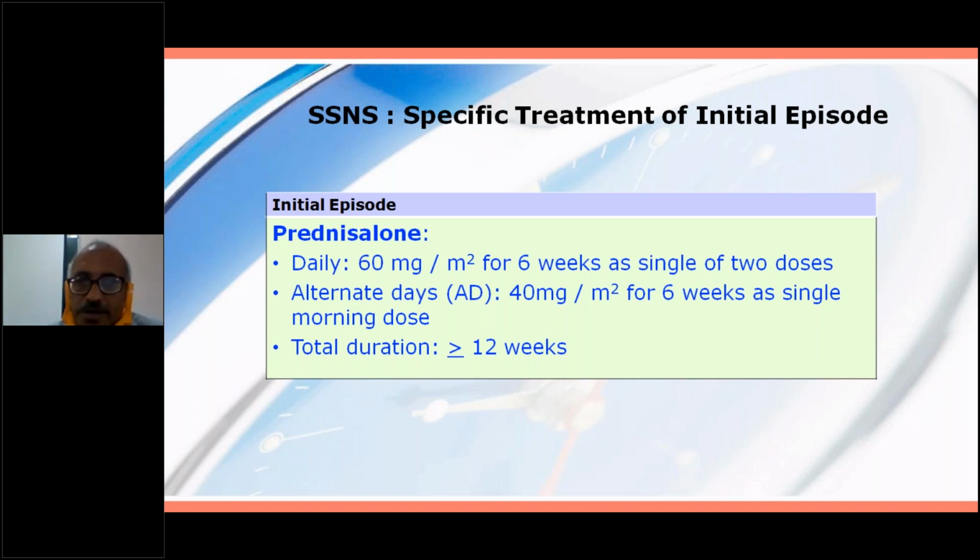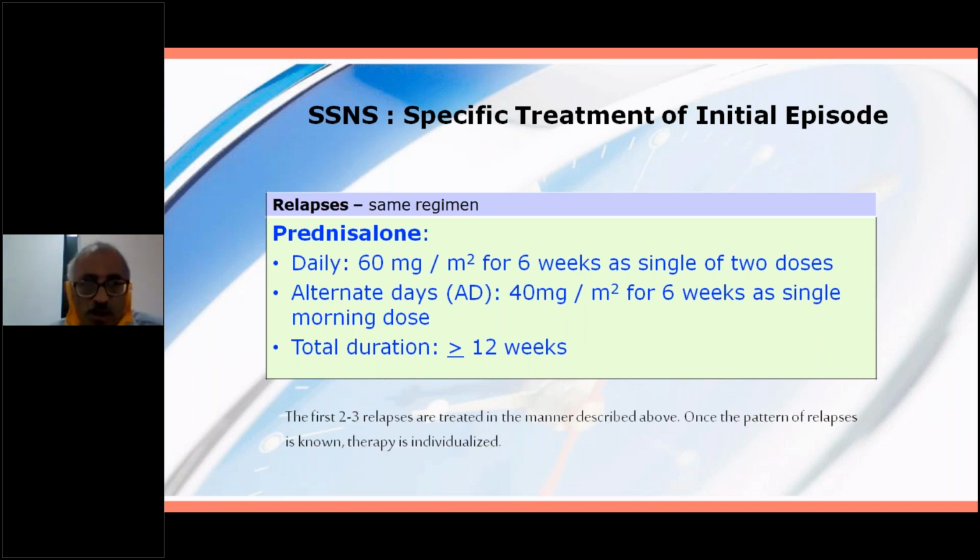60 milligram per square meter for 6 weeks as a single dose, or you can give 2 divided doses, because it is a large dose. After 6 weeks, another 6 weeks of 40 milligrams per square meter as a single dose in the morning on alternate days. Total duration is 12 weeks. Even if the patient has responded, you have to give 12 weeks. That is most important. Most studies have shown that continuing beyond 12 weeks is not of much importance.